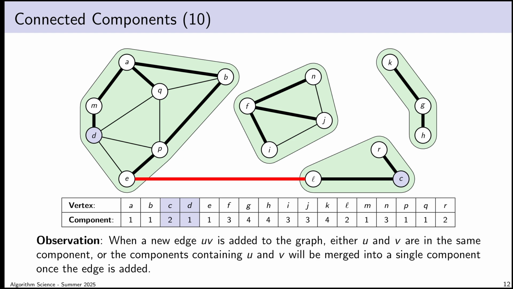So my observation, basically, summing all of that up, is when I add some new edge UV to the graph, either U and V are in the same component, and so nothing happens. Basically, we just add a new edge and the components stay the same, or they're in different components, and the effect is to merge those two components together after the edge is added. Now in this graph, there are 4 components. Currently, I'm about to add an edge that makes there only 3 components.